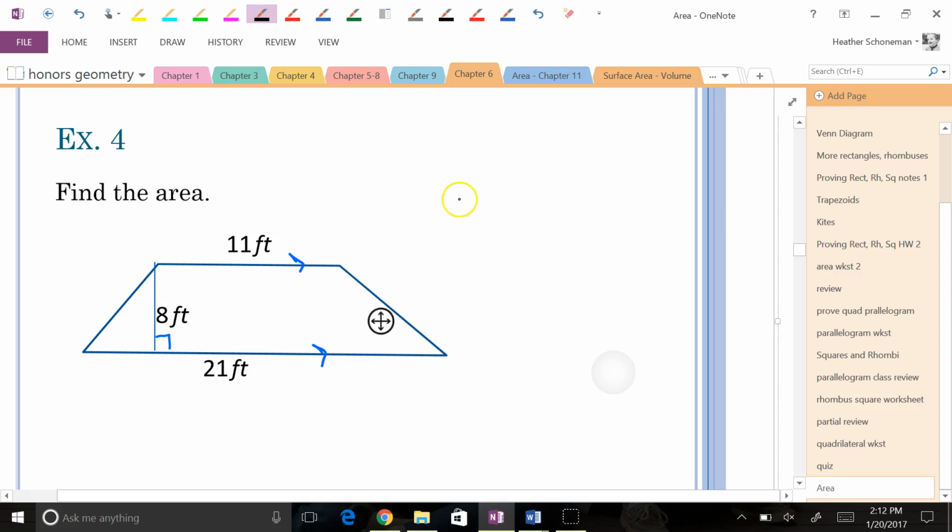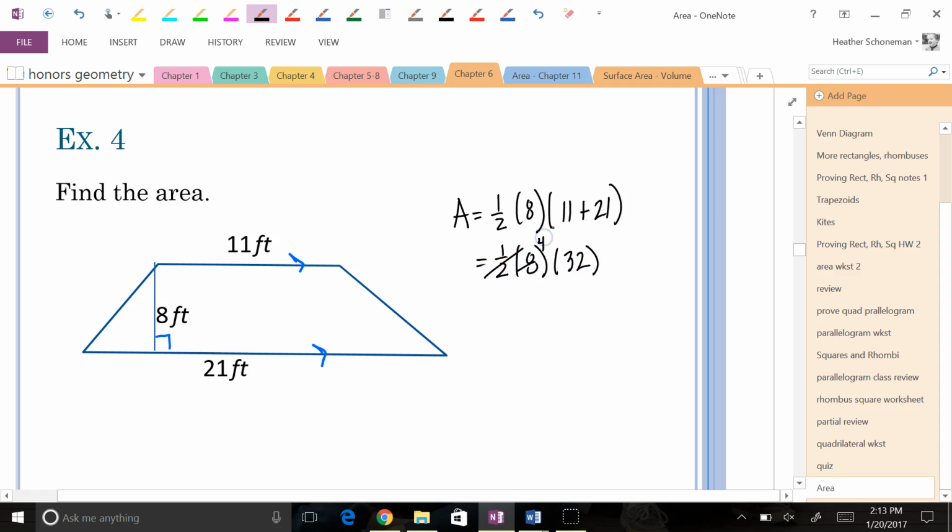So when I figure that out, I've got area equals 1/2 times the height, which we know is 8, times the sum of the two bases, which would be 11 plus 21. Oh my gosh, I'm having a lot of trouble writing today. So simplify first. 11 plus 21 gives you 32. Take half of just one of the numbers. 4 times 32 is 128. So we get an area of 128 feet squared.